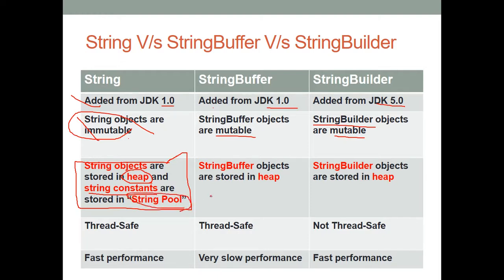Next, StringBuffer objects and StringBuilder objects are both created in the heap area. Heap is one of the memory locations. Heap, method area, stack area, Java stack area, so many areas are divided in your system. So we can say the JVM divides memory into many parts, and it stores every variable in different types of places in memory.